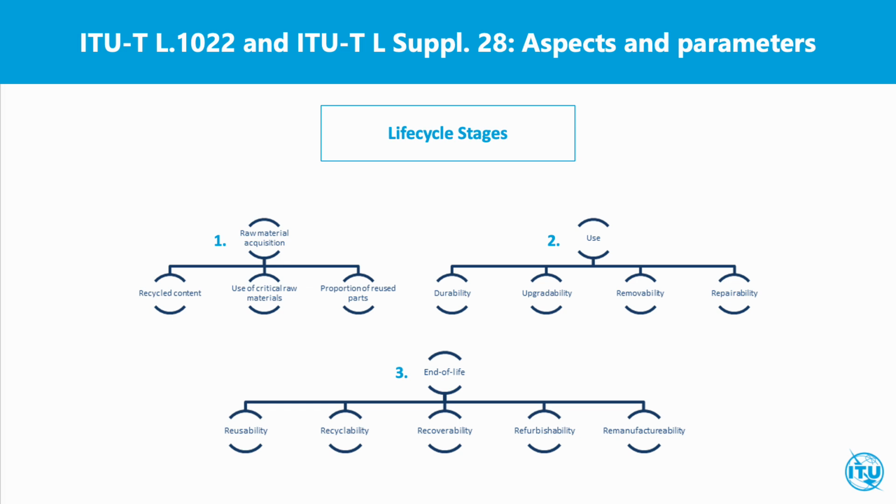Use of critical raw materials. Critical raw materials is a list of 20 materials, identified by the EU, combining a high economic importance to the EU with a high risk associated with their supply. Proportion of reused parts. The proportion of reused parts and subparts refers to the share of secondary parts of total parts of the ICT infrastructure good.